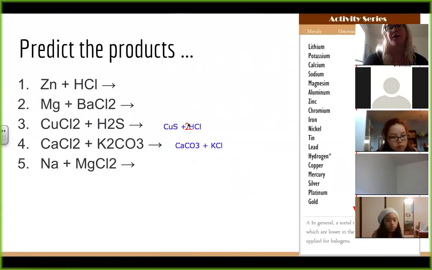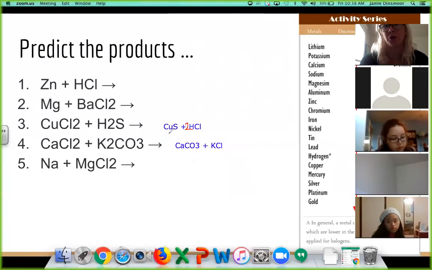But now we need to balance, right? Because the equation is not balanced. So we wanna look at, we have 2 chlorines and we have 2 potassiums, 1 carbonate, 1 calcium, so that looks good. So we really just, similar concept to above, we need to put a 2 in front of that potassium chloride. And then our equation is balanced.